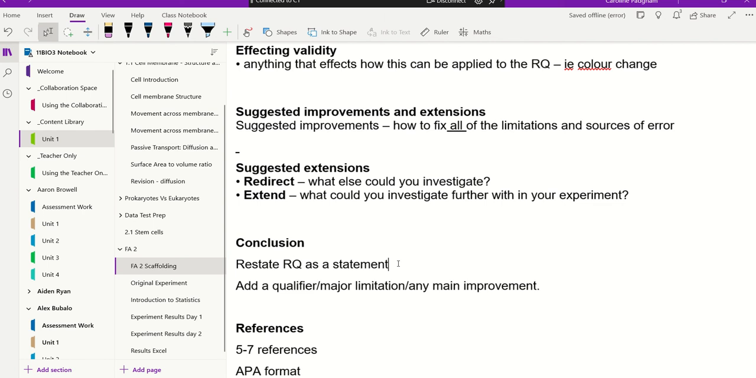Okay? Then you add any qualifier, major limitation, or any main improvement. So you just do 1 or 2 sentences, like, you could say, there is a statistical difference between this. However, this wasn't investigated under these conditions, or these errors were made, therefore more research is needed. Something like that, like a qualifier. Okay, saying it's not perfect. Or there isn't a difference, however, it was expected that there should be, therefore more research is required. With the fixed errors or something like that, okay?